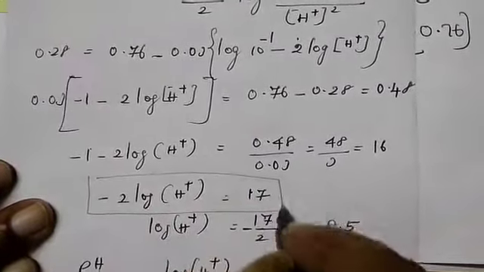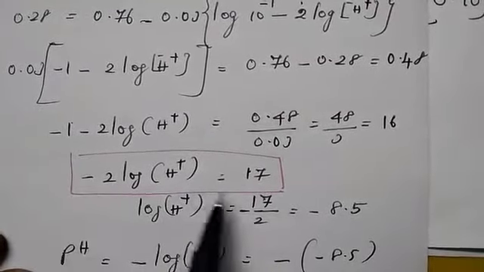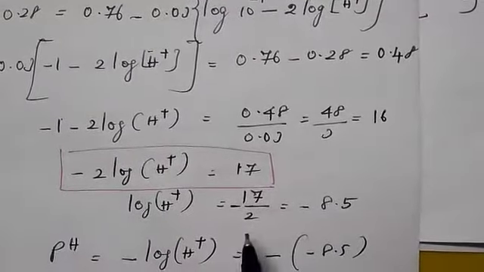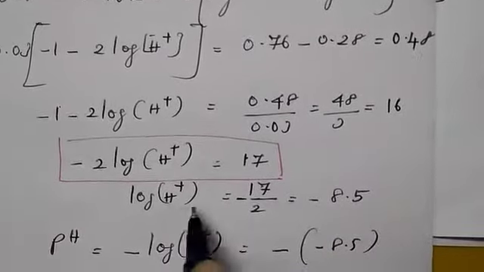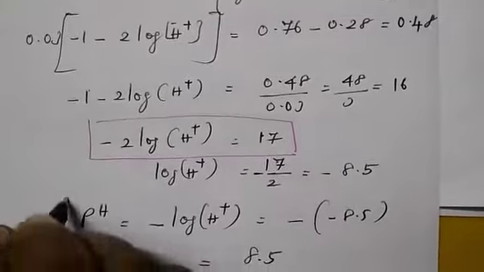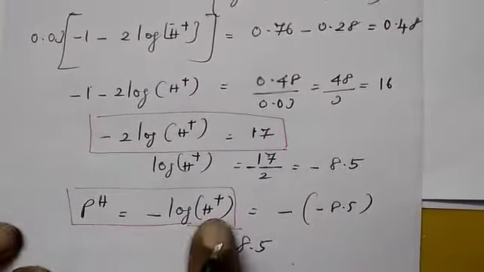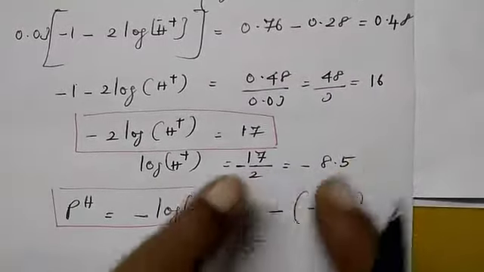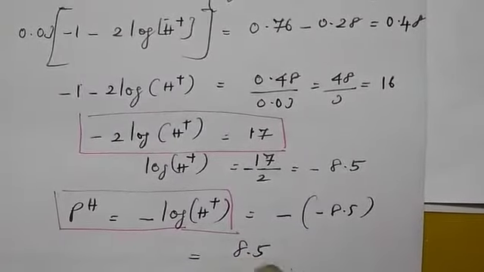This is how we have to proceed. Minus you are bringing to the next side, so here it is plus 2 in the denominator. So what we are getting is minus 8.5. Now log of hydrogen ion concentration is minus 8.5. We want pH. The formula for pH is negative log of hydrogen ion concentration. So your hydrogen ion is minus of minus, so pH is equal to plus 8.5.